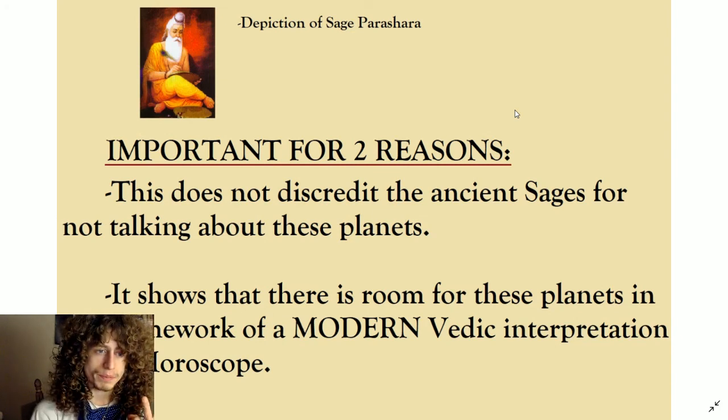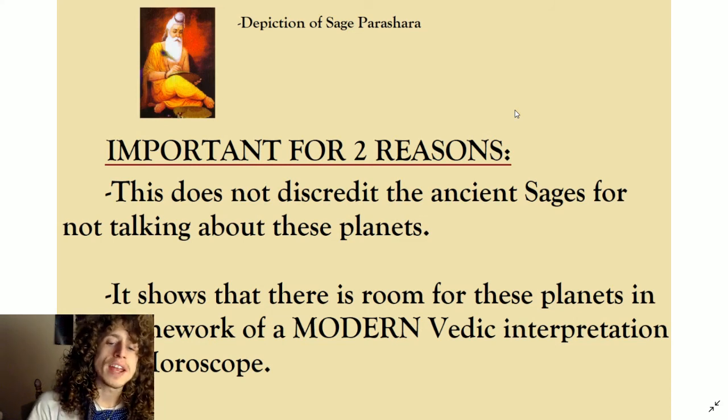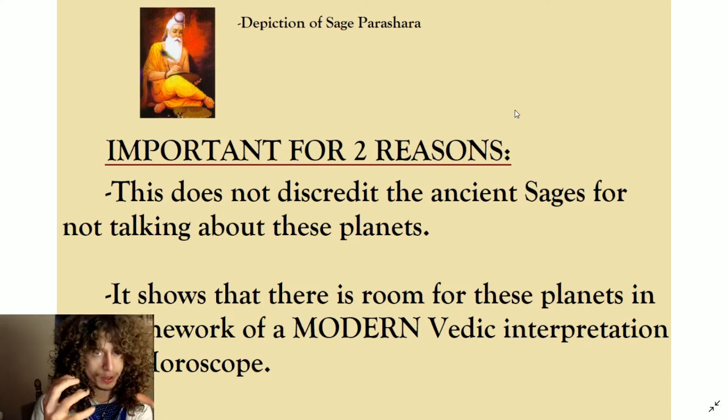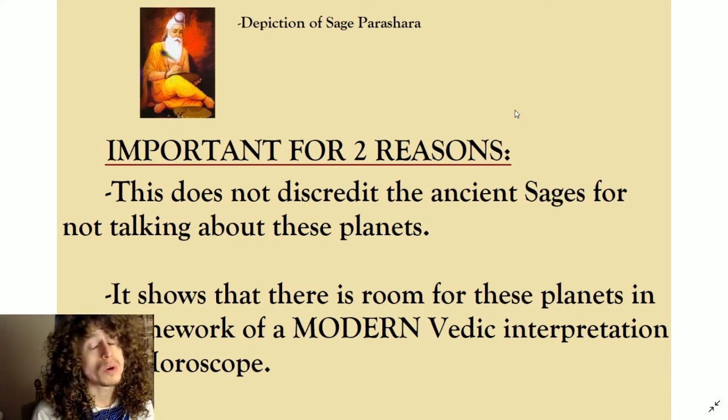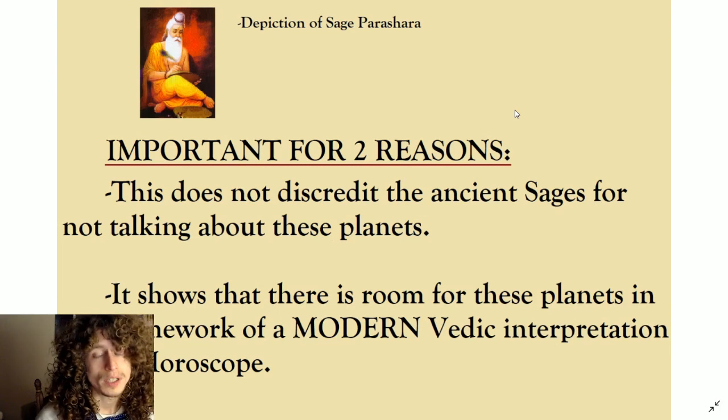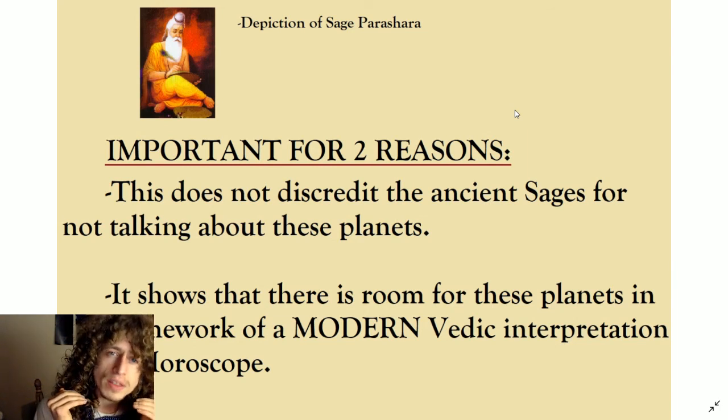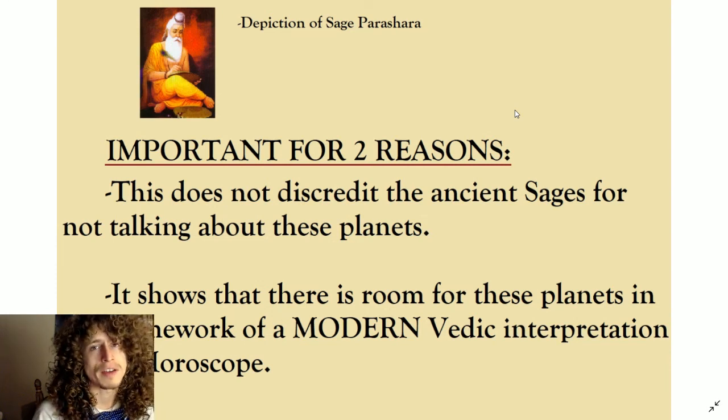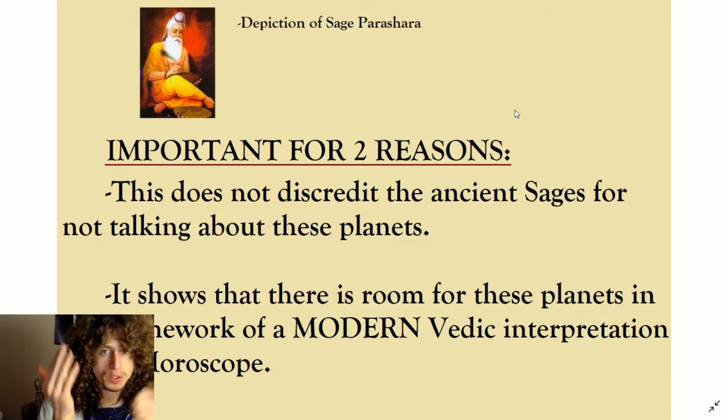Number two, this shows that there is room for these outer planets in the framework of a modern Vedic interpretation of the horoscope. It's as if these guys gave us the groundwork for how to interpret what is really the energy field. My interpretation is that the outer planets aren't parts of the chakras or the energy field in the same way that the seven luminaries are: Sun, Moon, Mercury, Venus, Mars, Jupiter, Saturn.